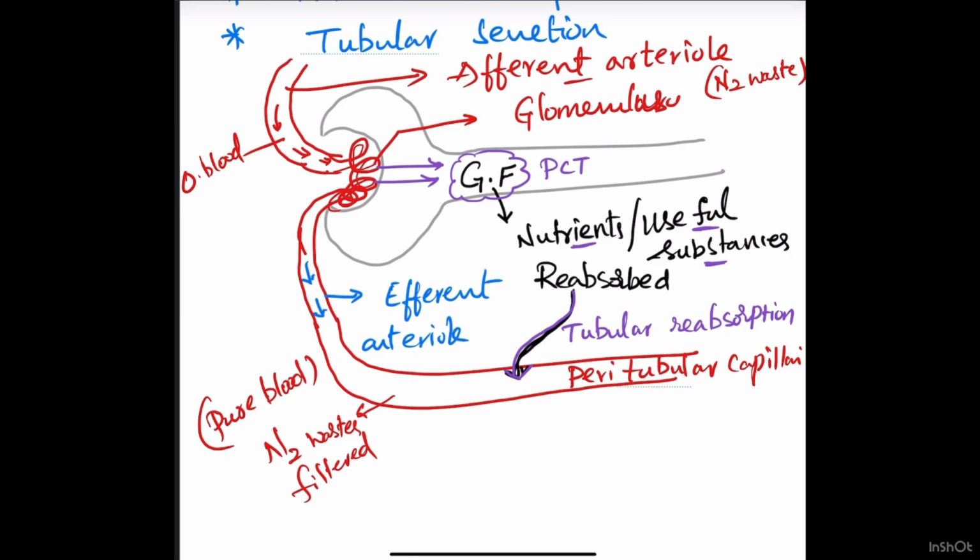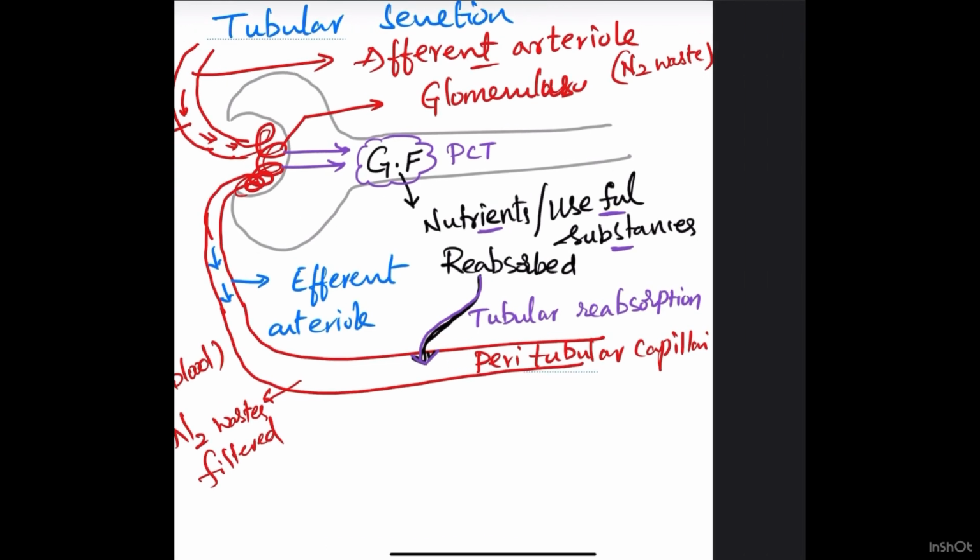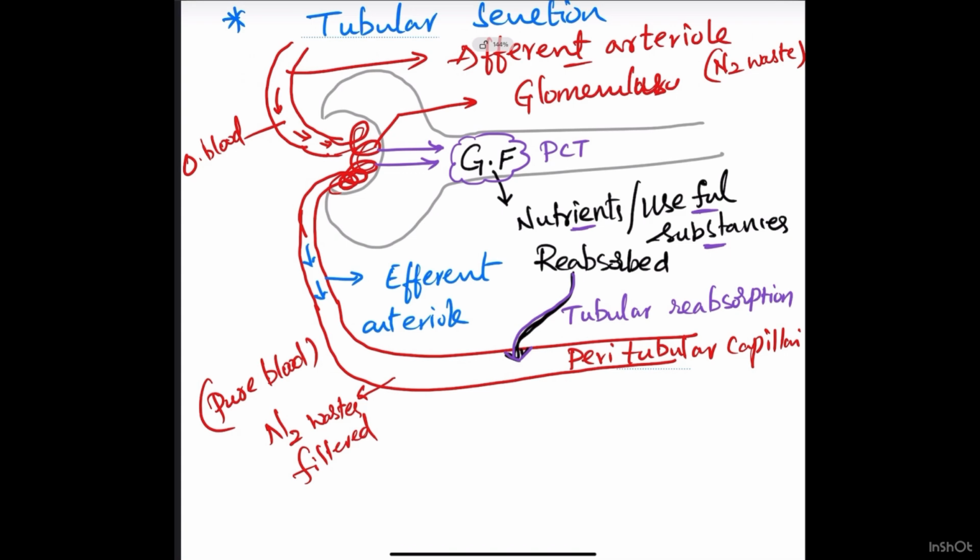The same way, what happened? Some of the unwanted things, unwanted ions, are going to be eliminated here. Okay, elimination must be done. So from the peritubular capillaries into the renal tubule they are going to be secreted, and this you will consider as a secretion. So this is tubular secretion.